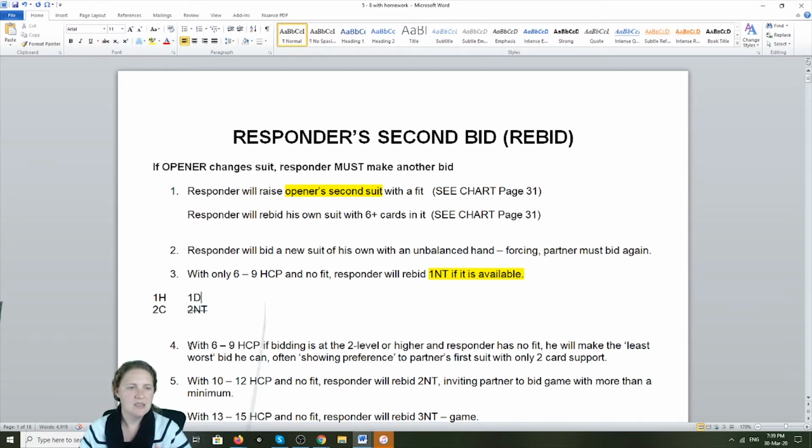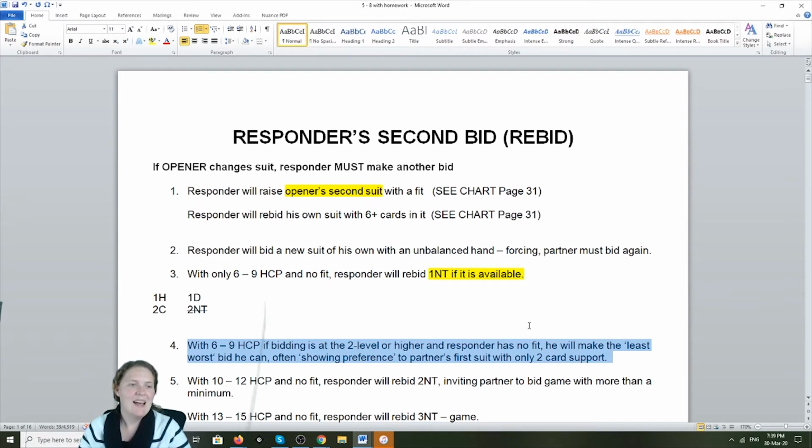Now, this next bit goes into what you do if you've got 6 to 9 points and the bidding's at the 2 level or higher. And this is the bit of bridge that literally people who have been playing for about 10 years have no idea about and always get wrong. With 6 to 9 high card points, if the bidding is at the 2 level or higher and responder has no fit, he will make the least worst bid he can. Oh my God. What does that mean?